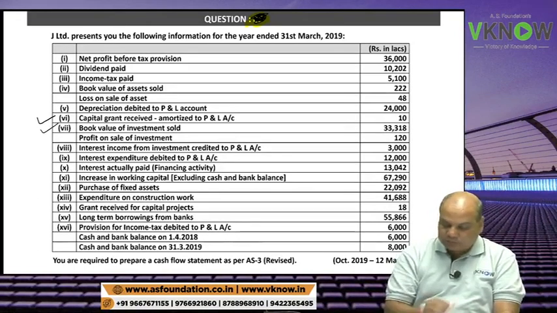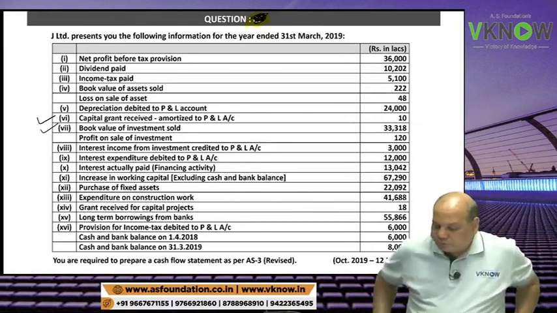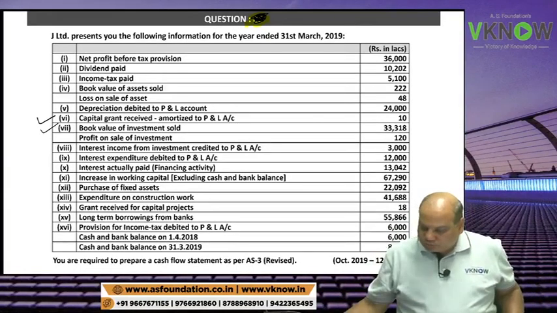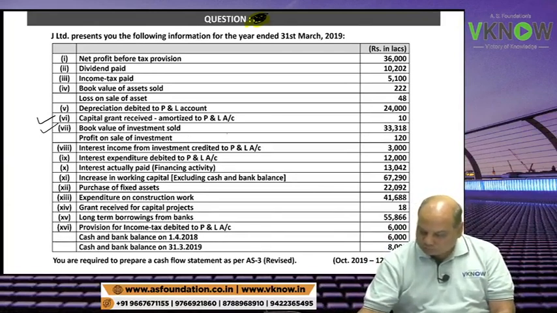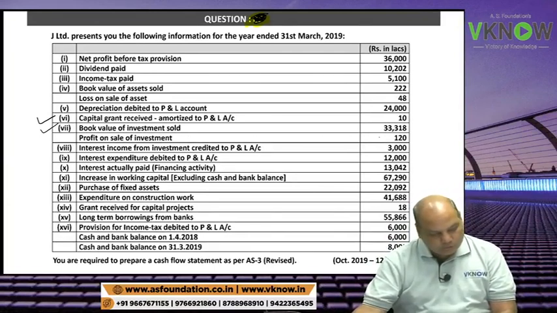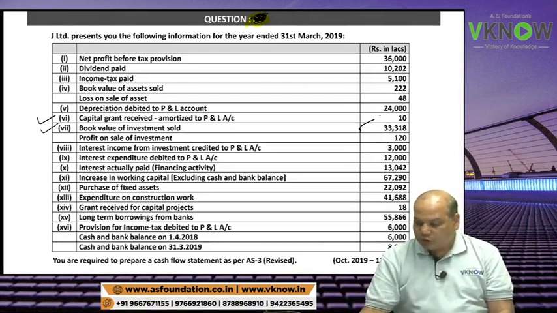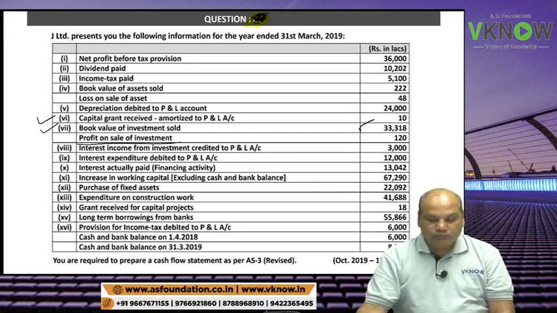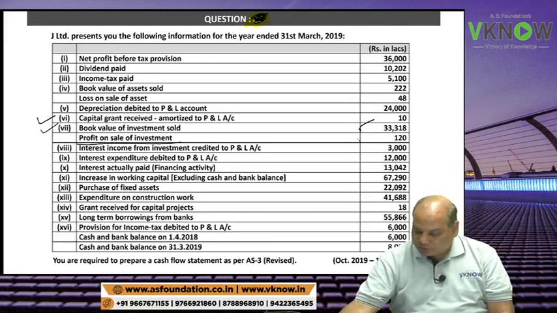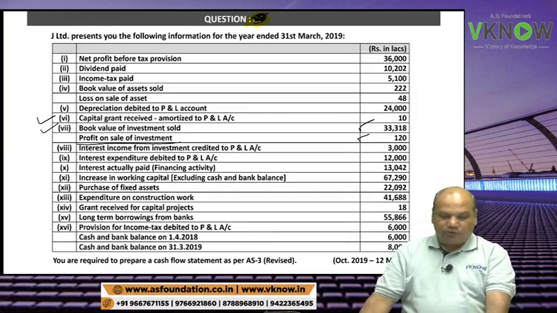Point number 7. Book value of investment sold, 33,318. Quickly write down, profit on sale of investment, 120.